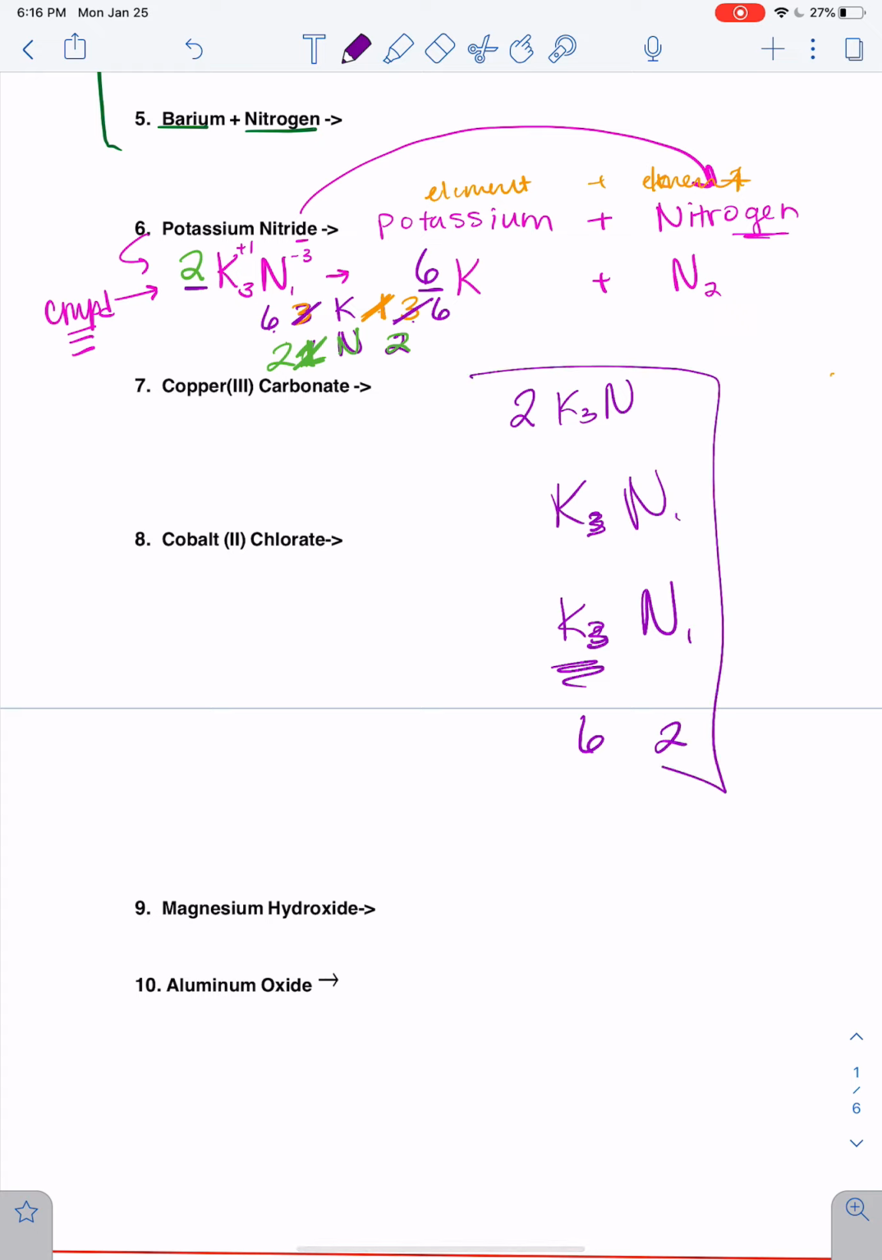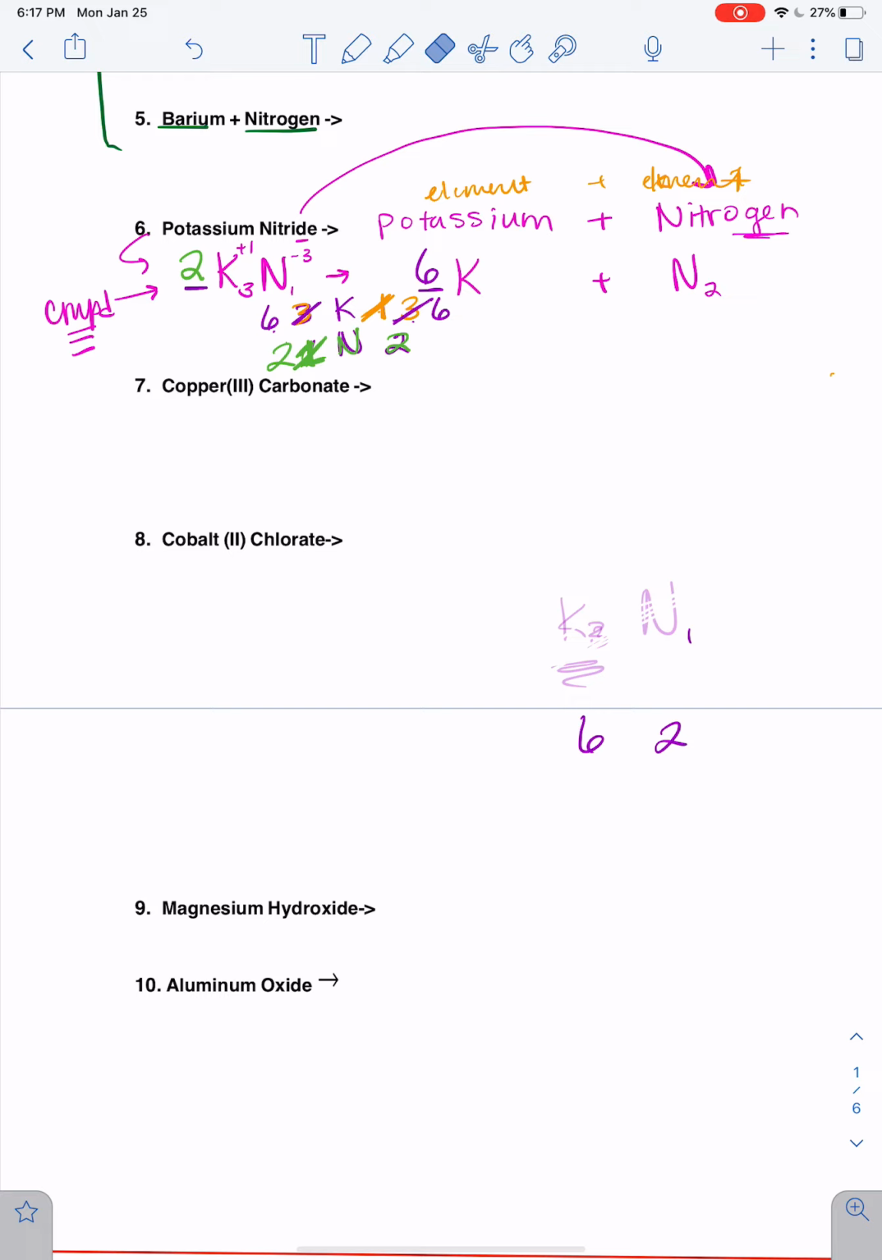You don't have to do this big drawing every time. Instead, you can just multiply the coefficient by the subscript. So I'm just going to say I have 2 of these times 3 of these, so that makes 6. Clean that up. Okay, now how many K's do I have on the product side? I put a 6 there. 6 times the 1 gives me 6. All right, so my K is balanced.